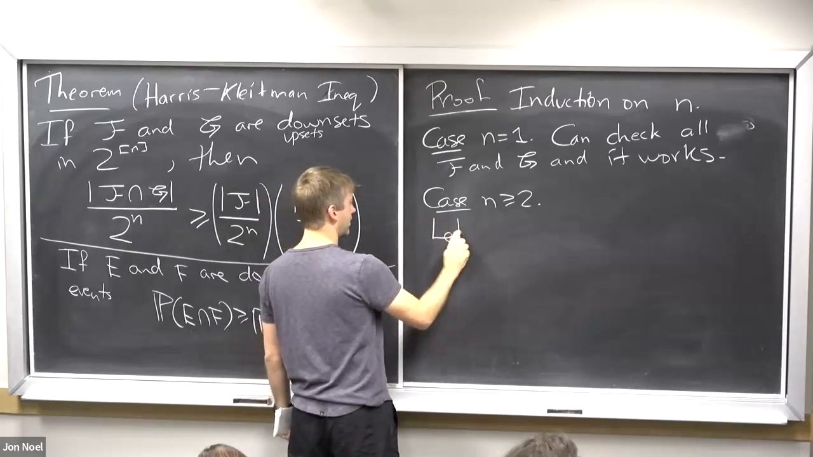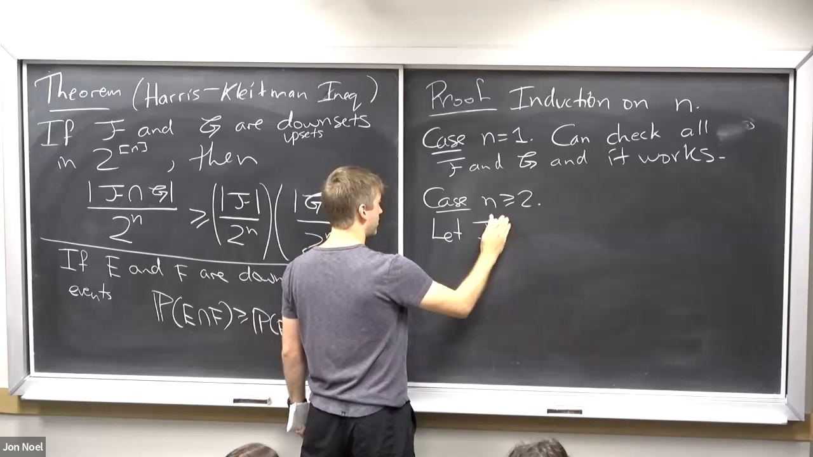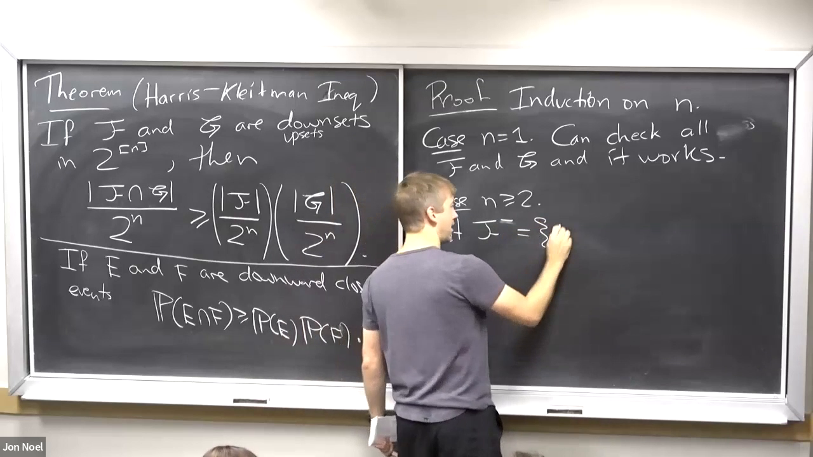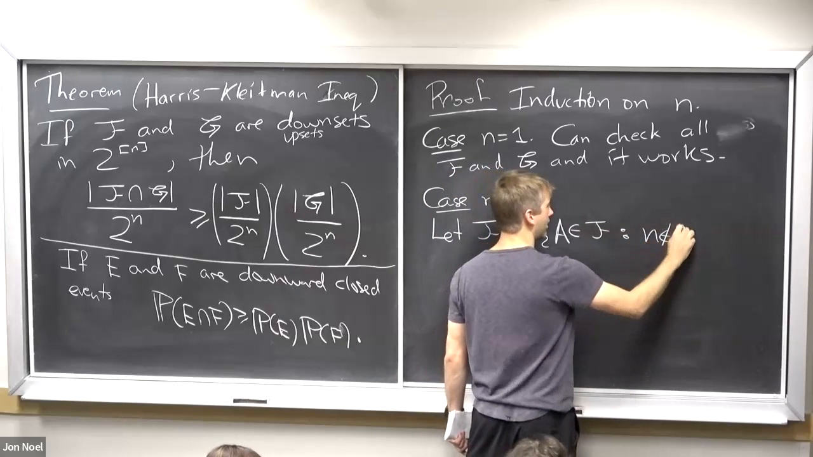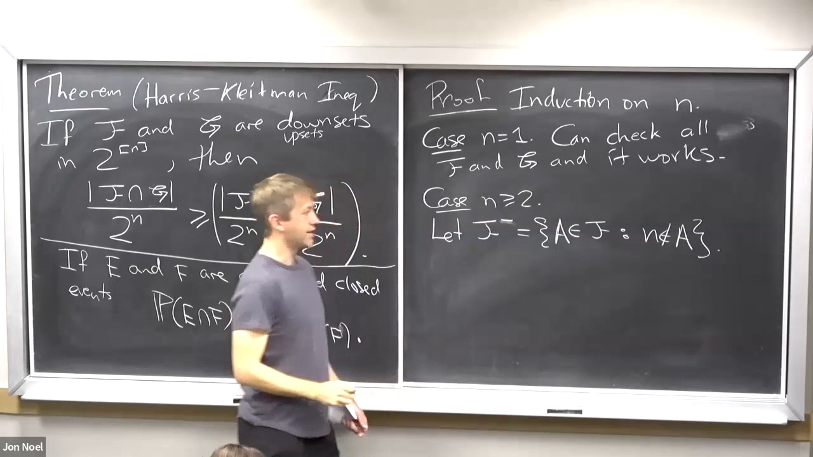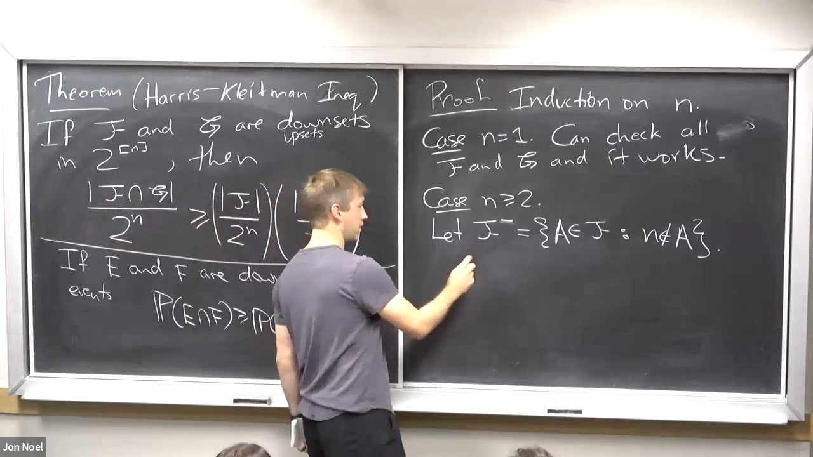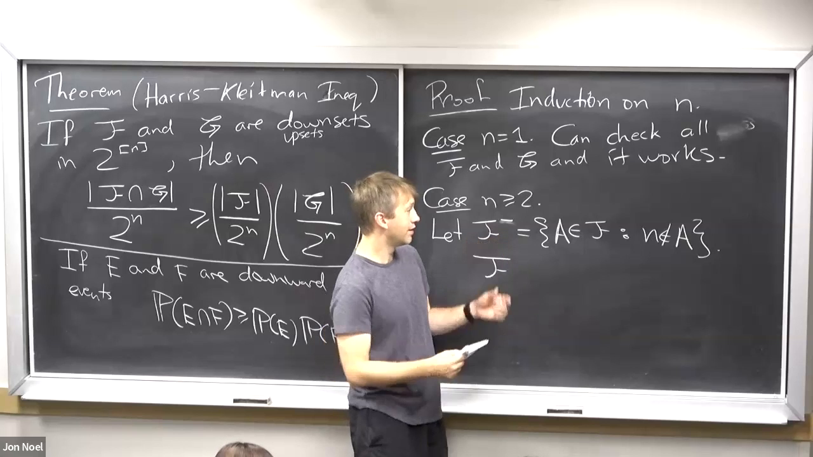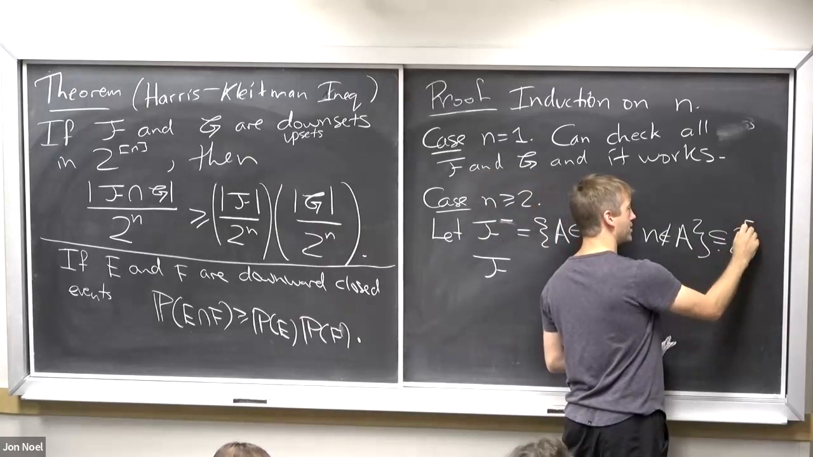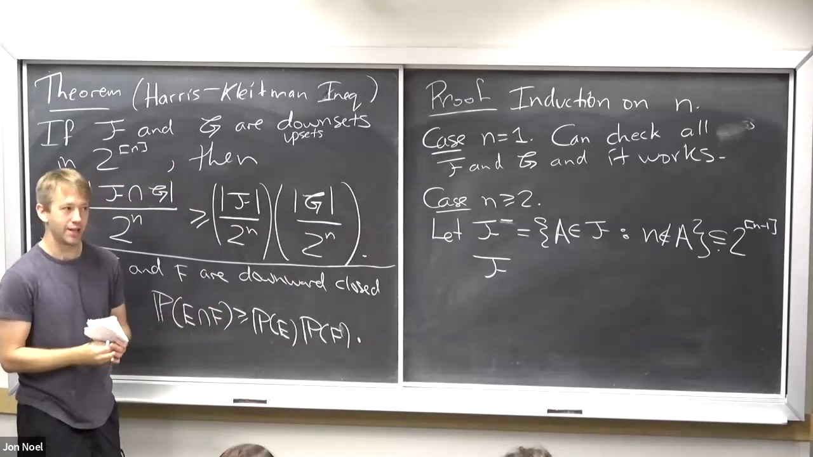So let's let F minus be the set of all things in F such that N is not in that set. So basically, this is now a family of sets that lives in the power set of N minus 1, right? Taking all the things that don't have the element N.